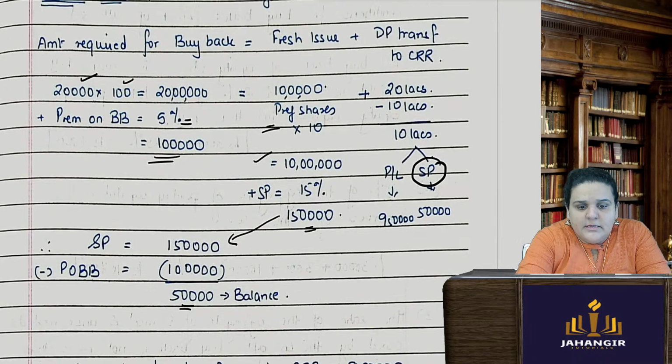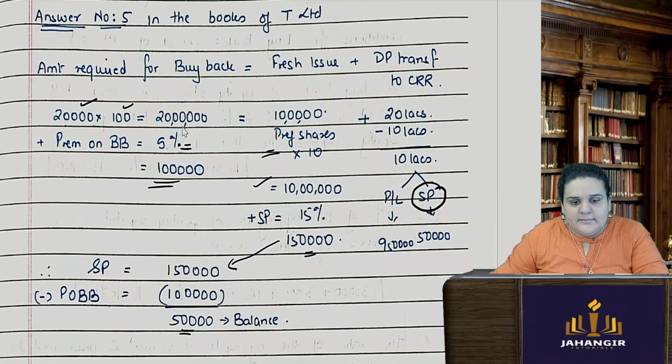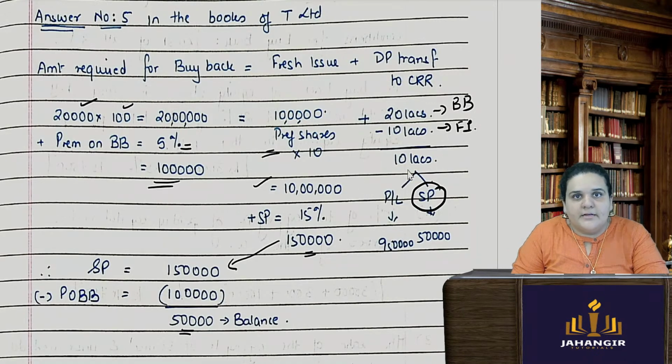How did I use it? Out of 20 lakhs, 10 lakhs is the fresh issue. This is the buyback amount. This is the fresh issue amount. So 10 lakhs I will have to use as DP transfer to CRR. But from there again securities premium balance is there, 50,000. So remove that. 9,50,000 is the DP I am using, the P&L I am using. So this will be the amount transferred to CRR.